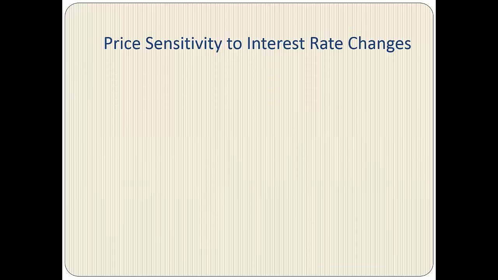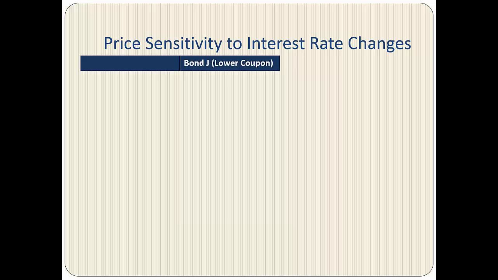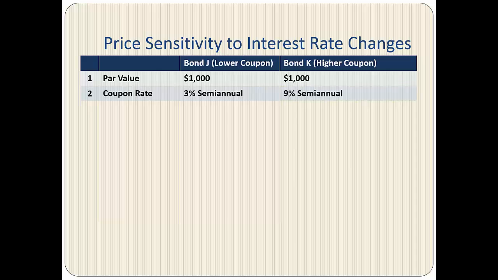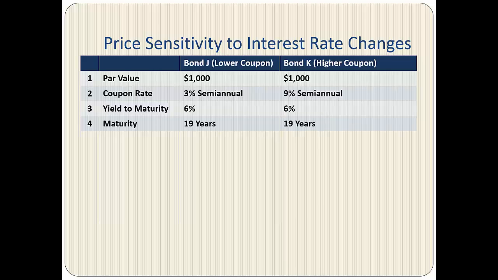We are going to compare the effect of interest rate changes on two bonds. We have bond J with a lower coupon rate, whereas bond K has a higher coupon rate. The par value of bond J is $1,000 and the par value for bond K is also $1,000. Bond J has a coupon rate of 3% paid semi-annually, whereas bond K has a coupon rate of 9% paid semi-annually. The yield to maturity on bond J is 6%, and the yield to maturity on bond K is also 6%. Both bonds mature in 19 years.